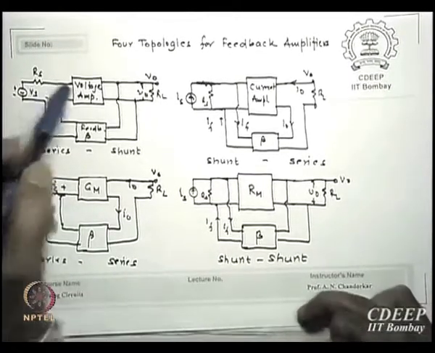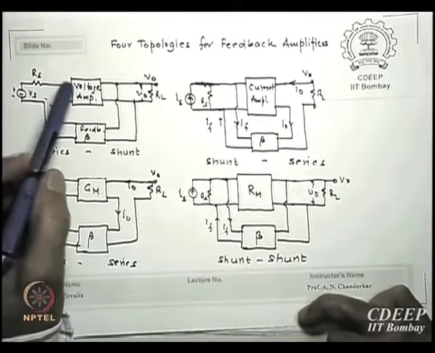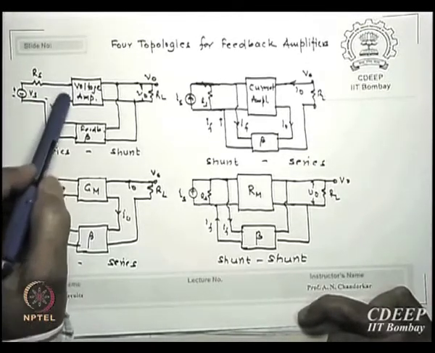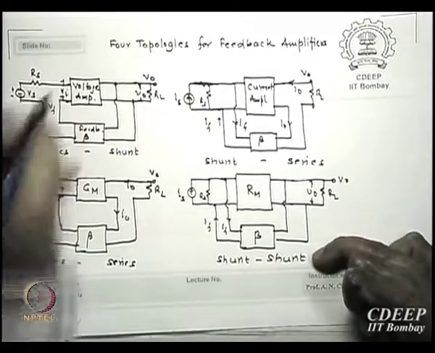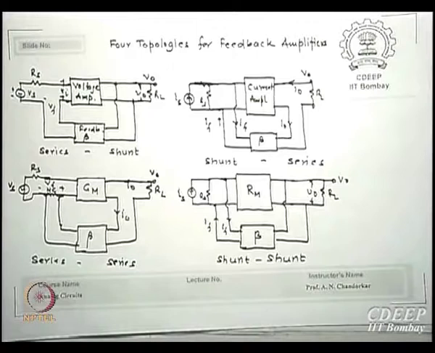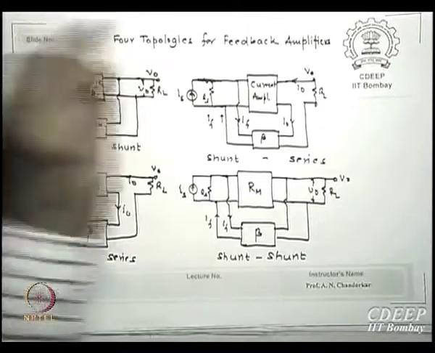So you can see I have a voltage amplifier which has a voltage gain. If it receives an input Vi, please remember it receives an input Vi here, and the output of the amplifier is V0. This is an input, this is an output.